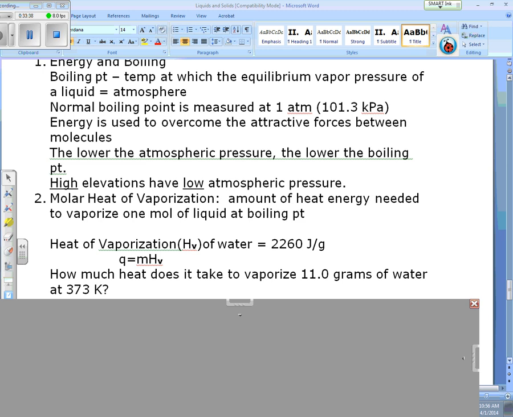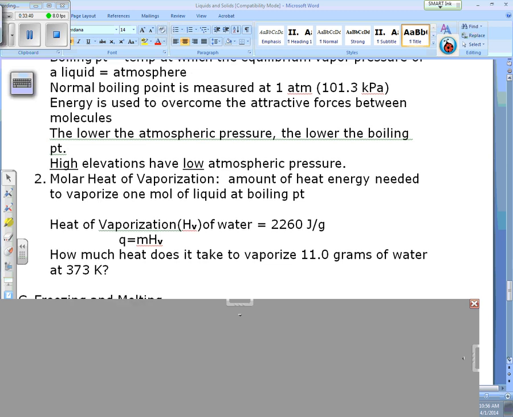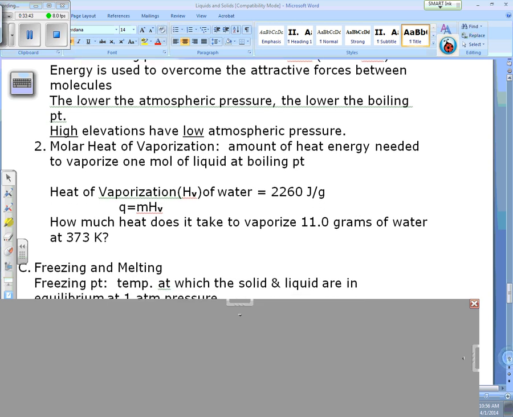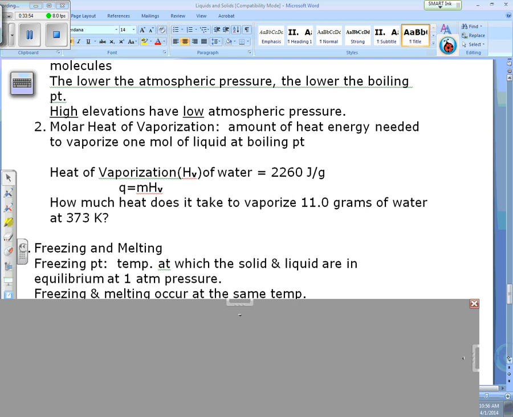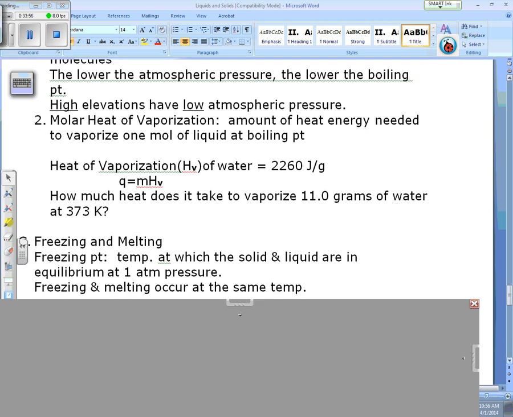All right. Now we're going to talk about freezing and melting. Freezing point is affected by pressure, but not as much as boiling point is. Freezing point is the temperature at which the solid and liquid are in equilibrium at 1 atmosphere of pressure. Freezing and melting occur at the same temperature. Something's freezing point is its melting point, and vice versa.